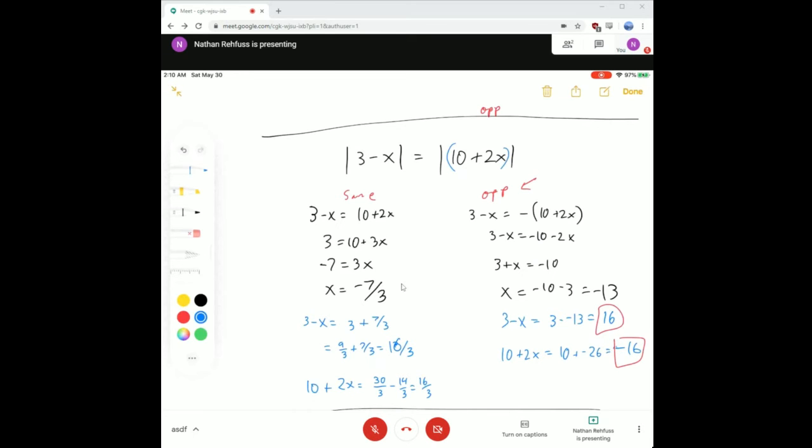If I plug in x equals -7/3, I have to get common denominators to crunch the numbers, but it turns out that both of these expressions are worth exactly 16/3. You can check that on your own. I've put the computations here. Pause the video if you want to check, but if you trust me, then you trust me. -7/3 gets me a value of 16/3 on both sides, and those are, of course, the same.